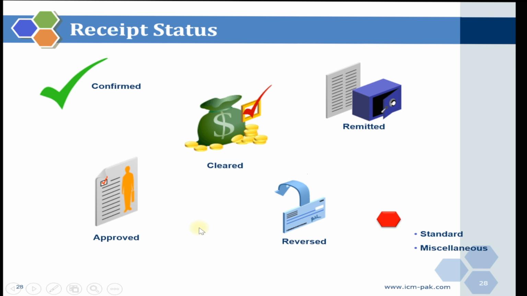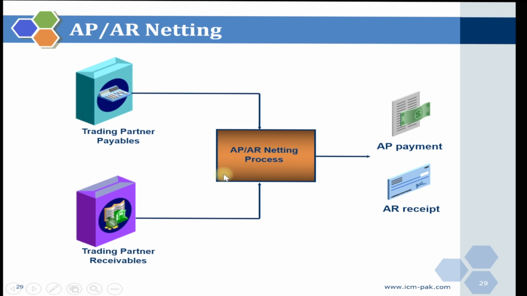So once you record the receipt, for each receipt there can be different types of statuses. A receipt can be confirmed, cleared, approved, reversed, remitted, whatever the status is, you can go and see the status for a receipt.